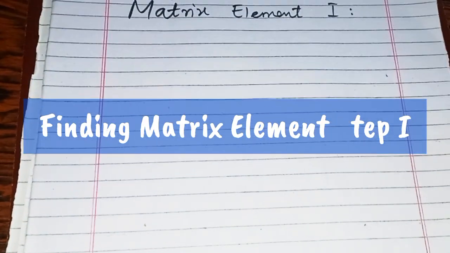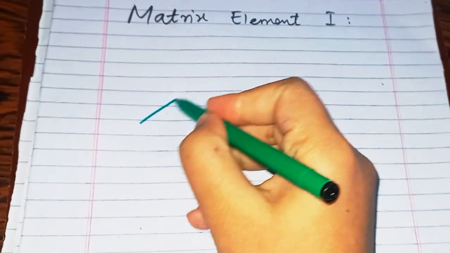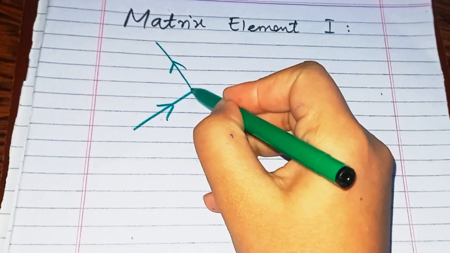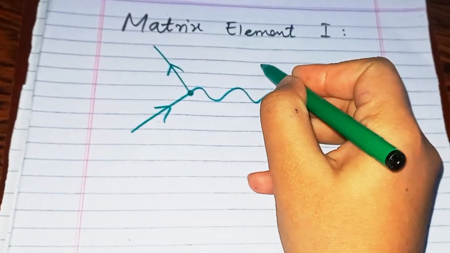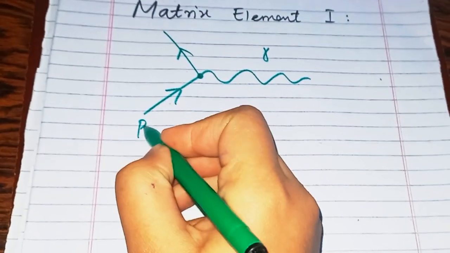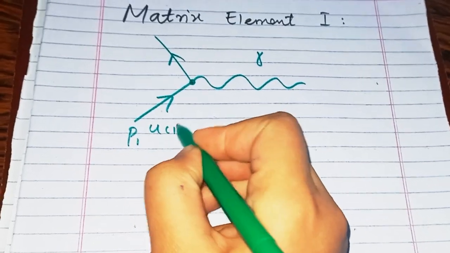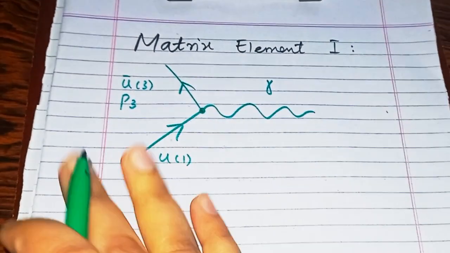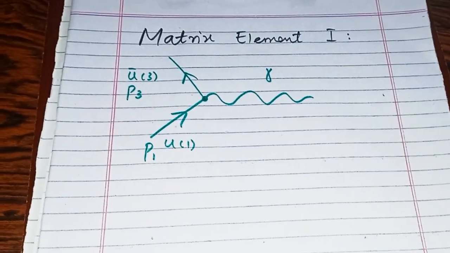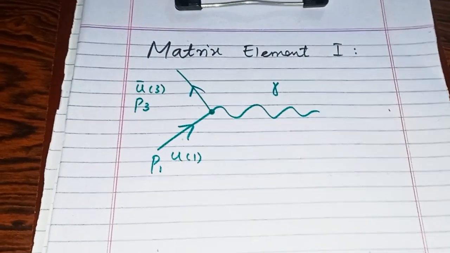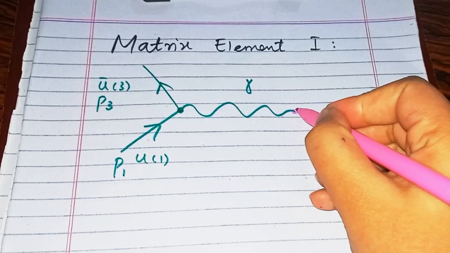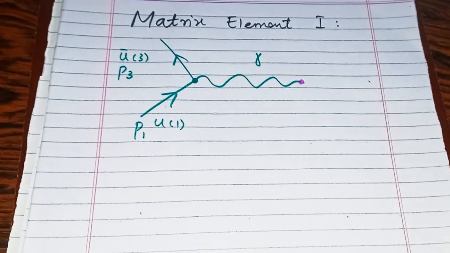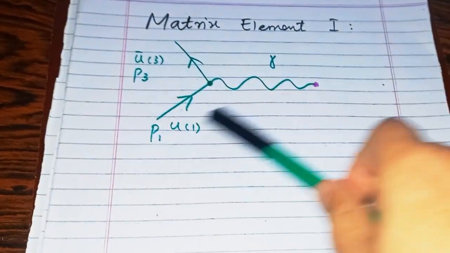For that purpose, I'm going to draw the half process first, then we'll complete it as we go along. So this is the vertex and this is the emitted photon, and we have P1 and u of 1, and then we have u bar of 3 and P3. All right, and then after that we have this vertex 2, and we'll be drawing it later on when we have written the matrix element for this half process.